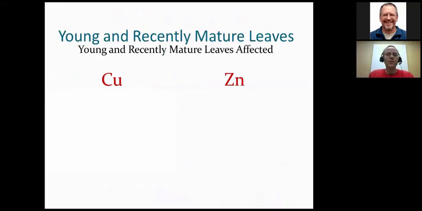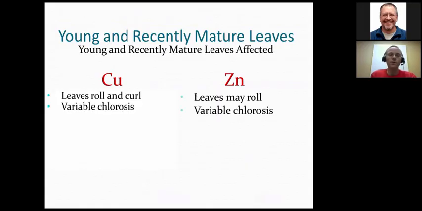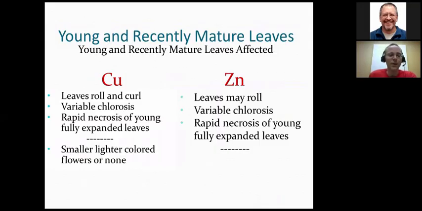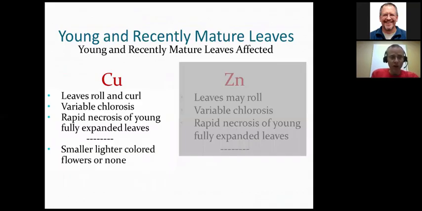So looking at the symptoms side by side, with both of them the leaves curl, there's some variable chlorosis, and rapid necrosis on the young leaves. So that's what's similar about them. Let's look at what's different about them. We have smaller, lighter colored flowers, or no flowers at all, with the copper.